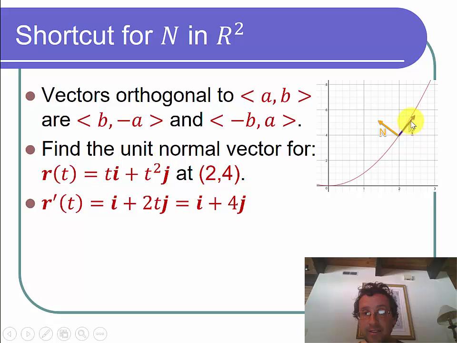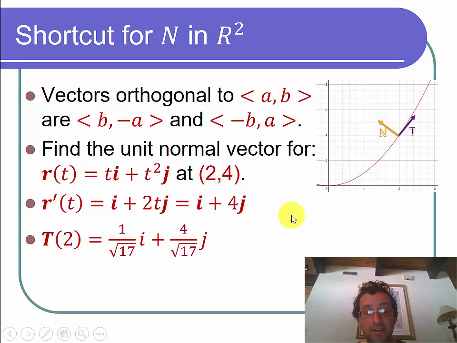Okay, so there it is in a picture. So now what we want to do is find the tangent vector. To do that, we take the magnitude of i plus 4j. So we take the square root of 1 squared plus 4 squared, which is the square root of 1 plus 16, or the square root of 17. So I just divide, and I get 1 over root 17 i plus 4 over root 17 j. And that is the unit tangent vector when t is equal to 2.